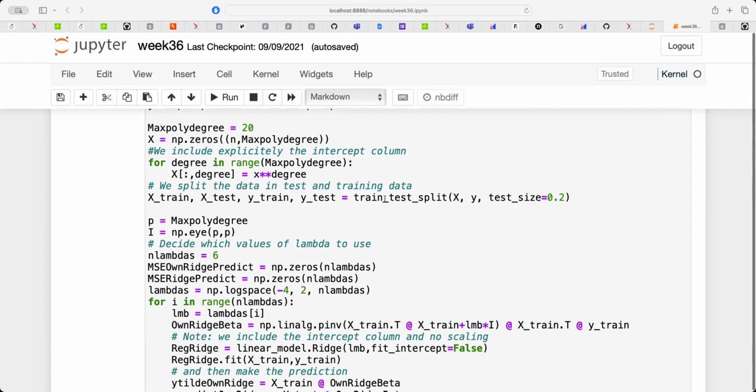Let me just see, there's a question here. Yeah, that goes up to degree 19. Sorry, when I put 20, it goes to degree 19. Thanks.